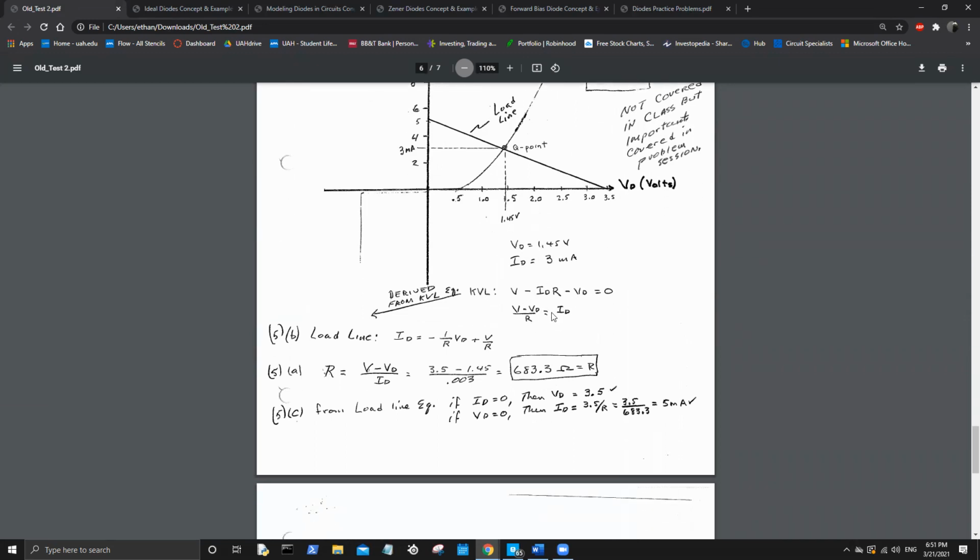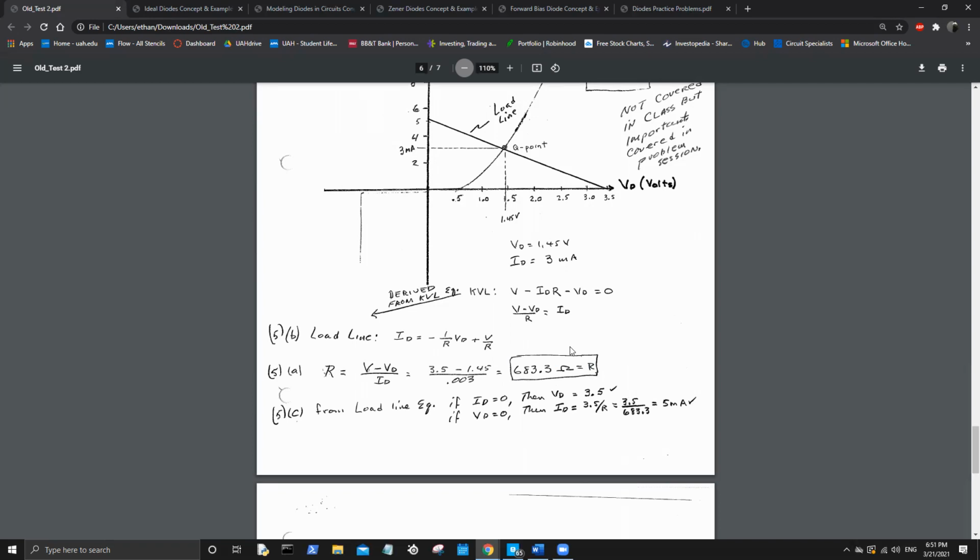So we derive this KVL from this circuit. He's pointing to B here, but let's look over for this resistor. Using that KVL, the resistance of this system is going to be equal to V minus VD. V is given as 3.5 previously, VD is given as 1.45 from our Q point data, and ID is given as 3 milliamps from our Q point data once more. Do this computation and boom, you have a resistance value that I would hate to have to make in real life.